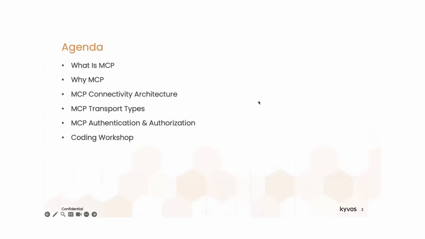So in today's class, we will start with the basics of MCP. What is MCP? Why MCP is needed? What are the primary components of MCP? How do the MCP client and server communicate with each other? How does the MCP client authenticate and authorize with the MCP server?